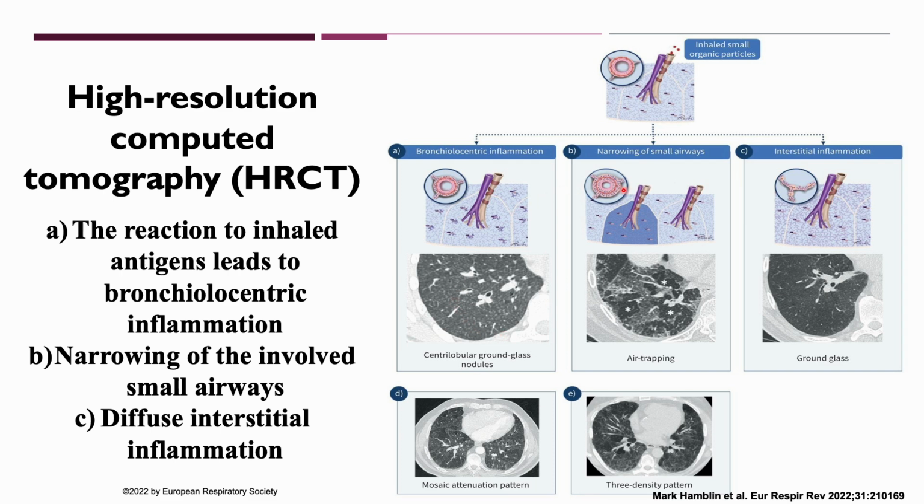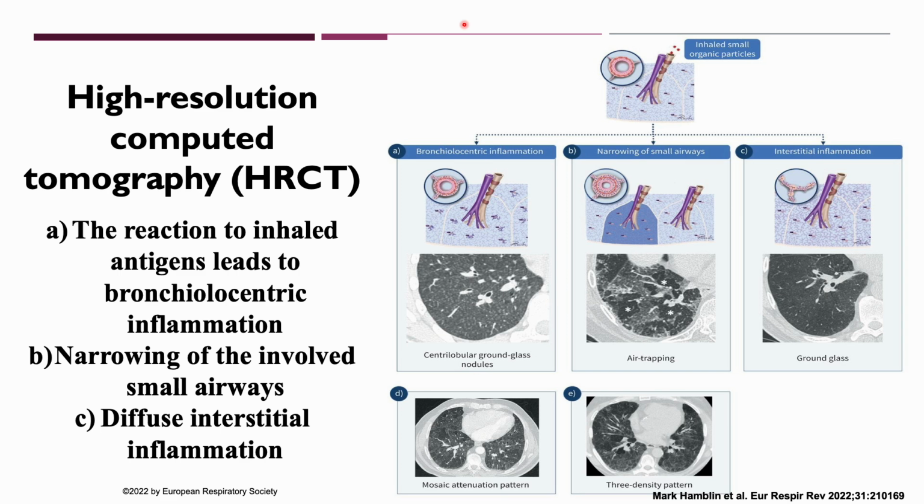Then your patient may have narrowing of the small airway. So he may have small airway disease, which is seen in the form of air trapping, and the patient may have an interstitial inflammation, which will be seen in the form of ground glassing, reticular shadows, and sometimes it may proceed to frank fibrosis. So you may see a mosaic attenuation pattern, you may see a 3 density pattern in those lobular areas where ground glassing is intermixed with normal appearance.